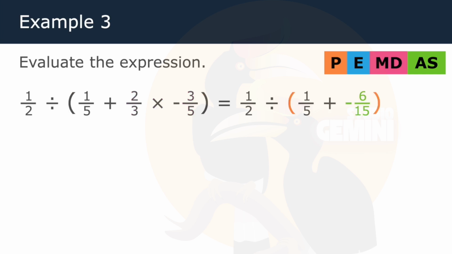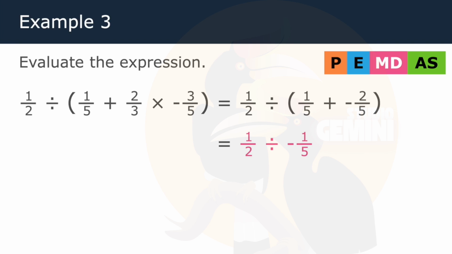Let's simplify this fraction. The numerator and the denominator are divisible by 3, so we can reduce negative 6 over 15 to negative 2/5. Now, add the values inside the parentheses. 1/5 plus negative 2/5 is negative 1/5. There is nothing left to simplify inside the parentheses, so we can get rid of them. Now let's look at what's left. Our only operation left is division, so let's divide.